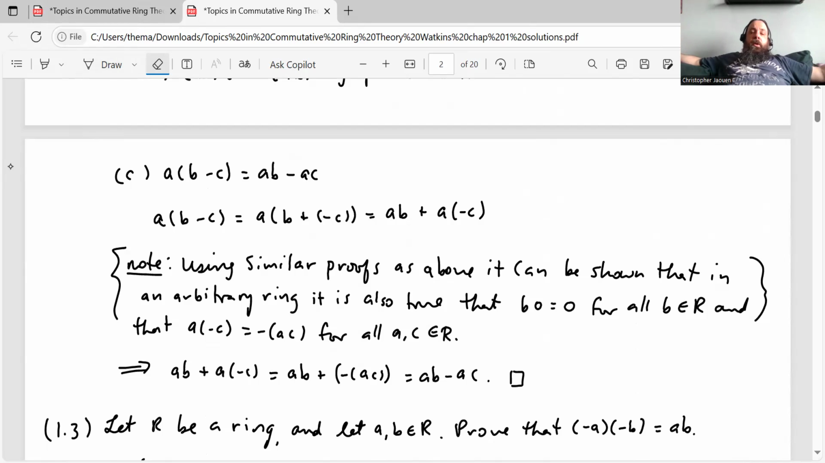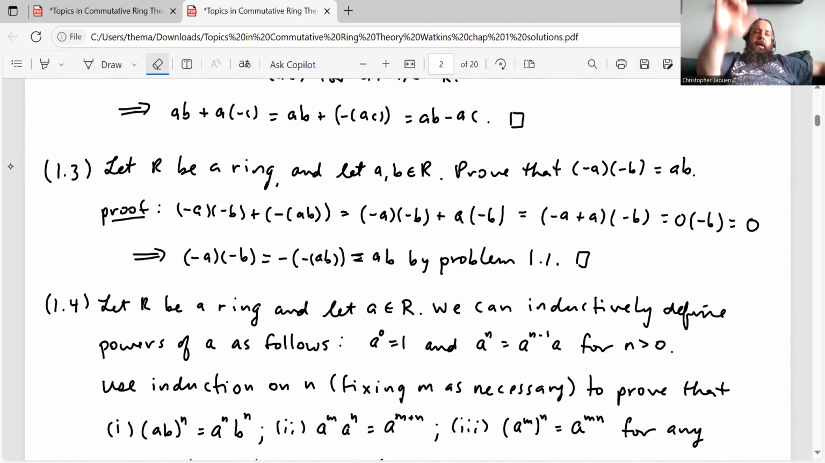Also, if you assume that we're working in a commutative ring, really it's arbitrary because we're already assuming that multiplication is commutative. But the theorem says for an arbitrary ring, so I didn't want to assume commutativity for this one. All right, so that implies that AB plus A times the additive inverse of minus C equals AB plus the additive inverse of AC equals AB minus AC, and that's the proof.